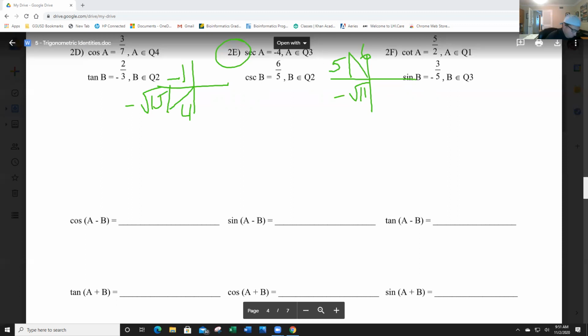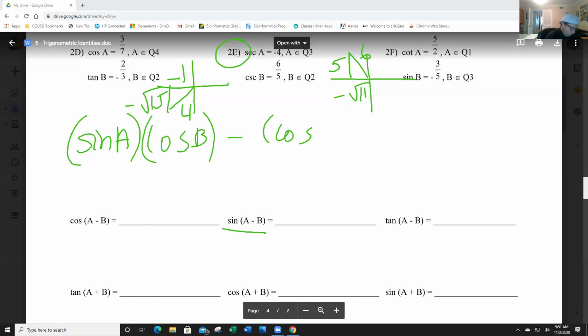Okay. All right. So for the first one, sine of A minus B, I'm just going to go ahead and draw that out. That's going to be sine of A times the cosine of B minus cosine A sine B. Okay? So let me change pen colors and get that to the bottom, all right?